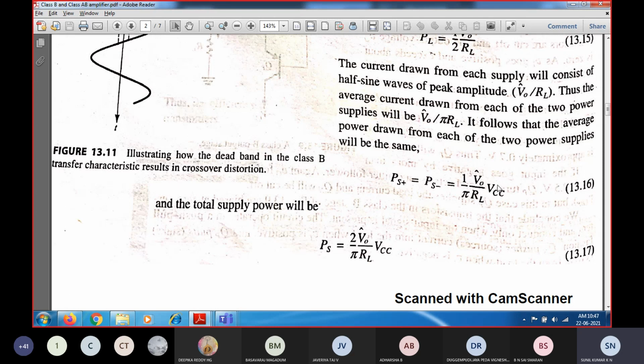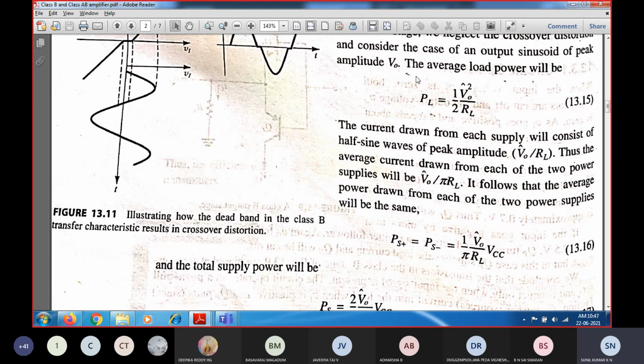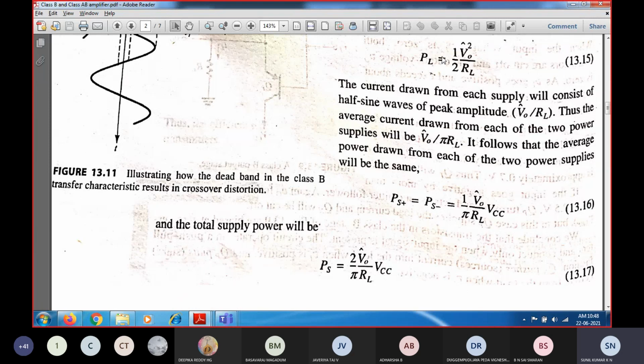So for the positive power supply, current is nothing but V naught by pi RL, multiplied with VCC. That gives the expression for power supply for the positive power supply. The negative power supply also remains the same, V naught cap divided by pi RL into VCC. So this is the AC power delivered to the load, and this is the DC power supply.